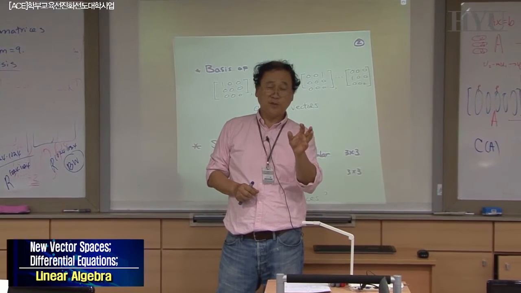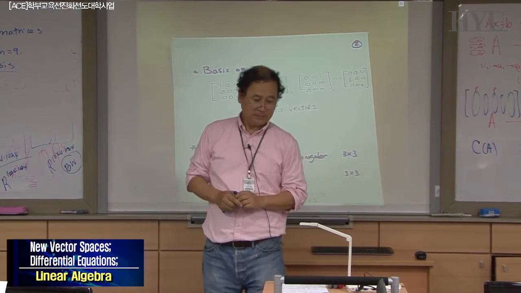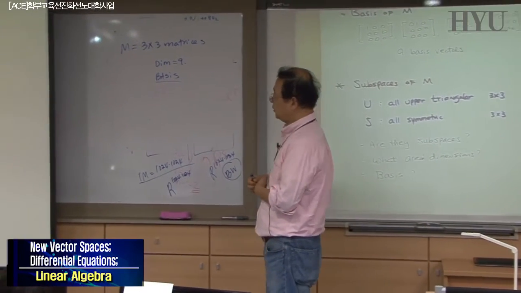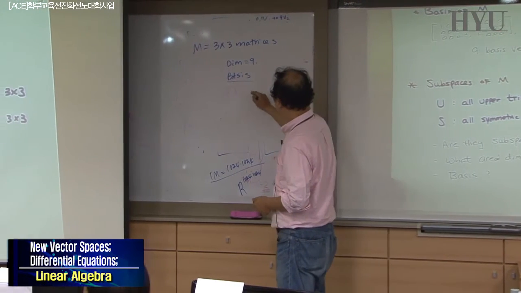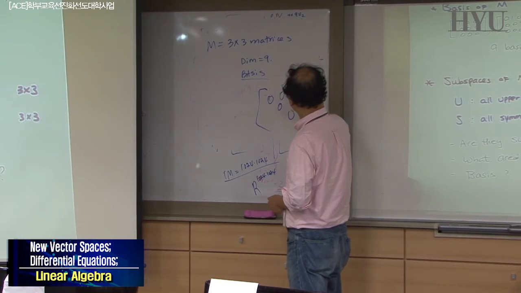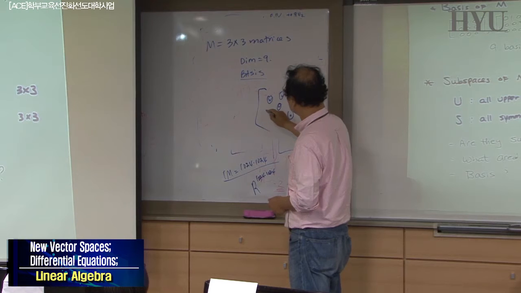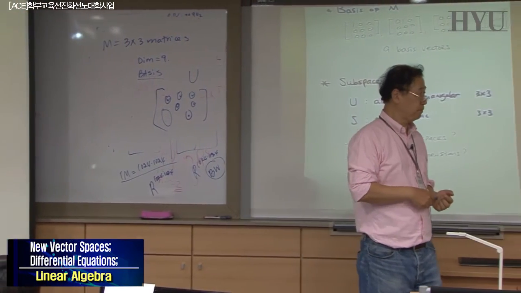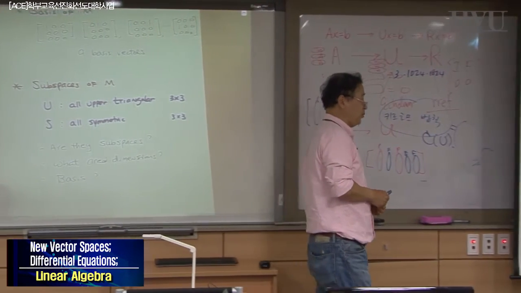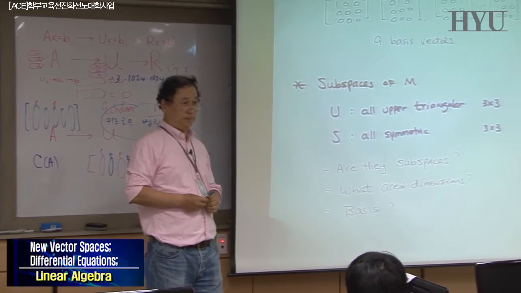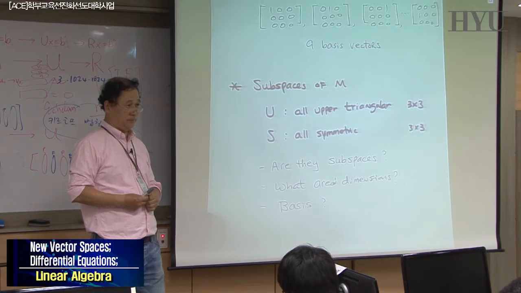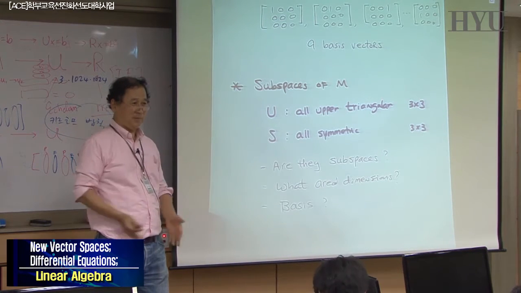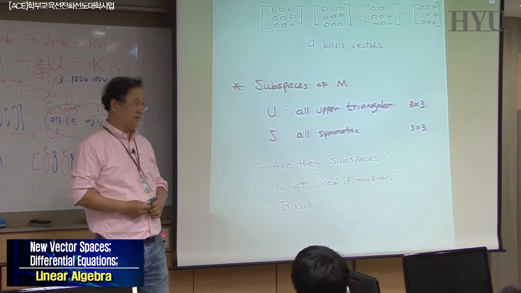So from that, we found out what the dimension is and what the basis is, right? What about all upper triangular matrices for 3 by 3? Let's say the matrix is like whatever. These entries are non-zero, and whatever values here are all 0. What's the dimension of this? It is an upper triangular matrix, right? What's the dimension of U?